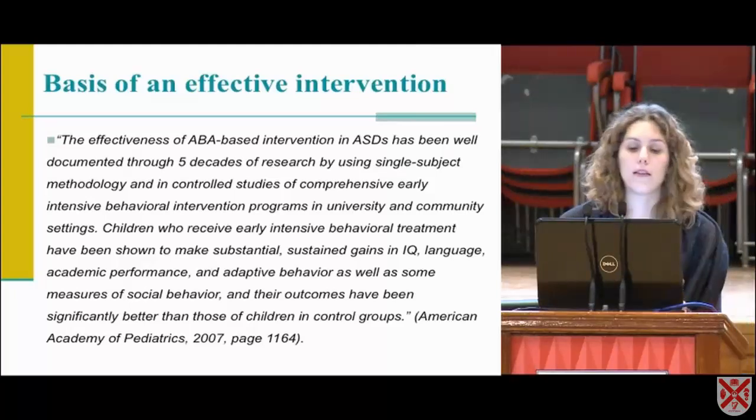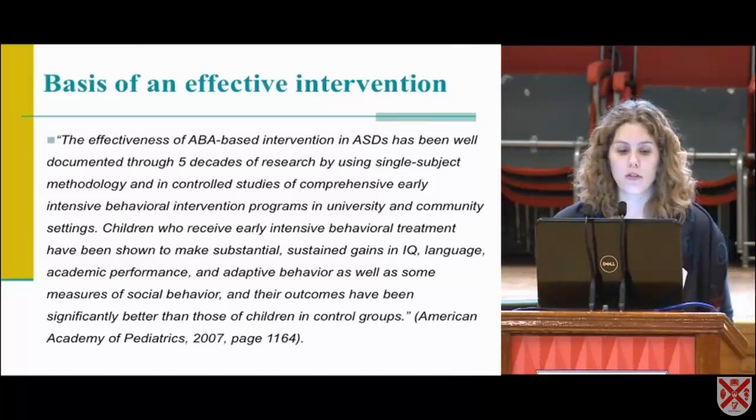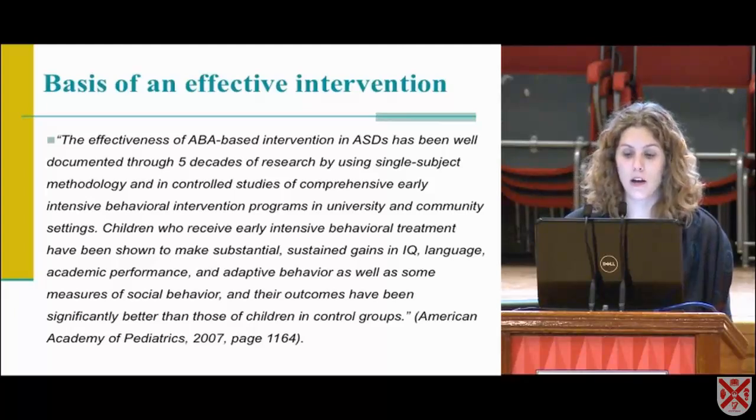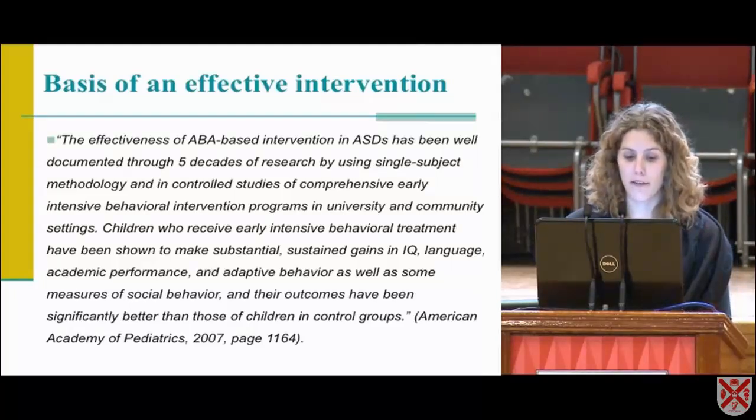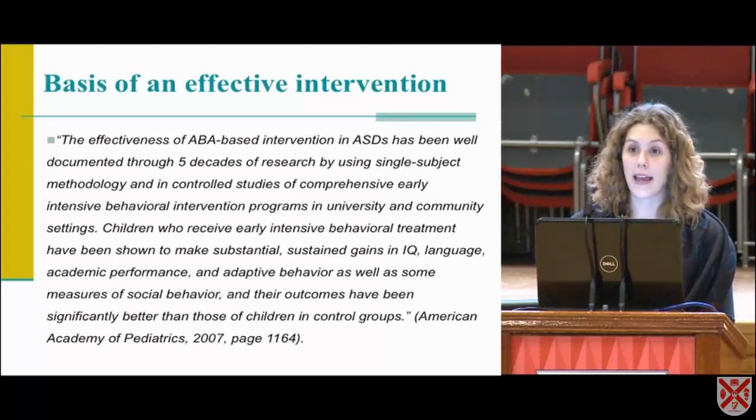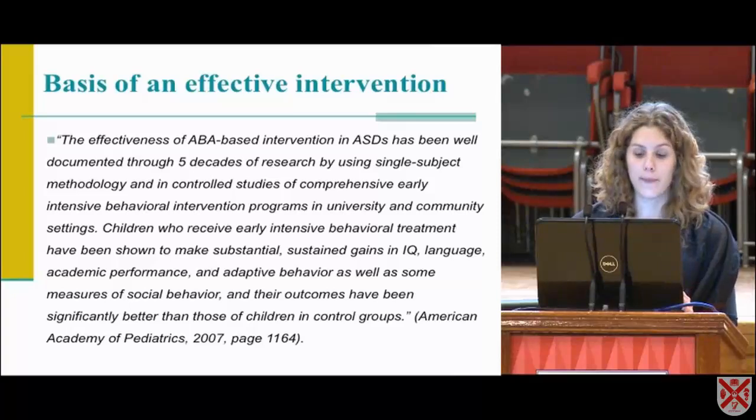So the first one: the effectiveness of ABA-based intervention in ASD has been well documented through 5 decades of research by using single subject methodology and in controlled studies of comprehensive early intensive behavior intervention programs in university and community settings. Children who receive early intensive behavioral treatment have been shown to make substantial, sustained gains in IQ, language, academic performance, and adaptive behavior, as well as some measures of social behavior, and their outcomes have been significantly better than those of children in control groups. This was published by the American Academy of Pediatrics in 2007.